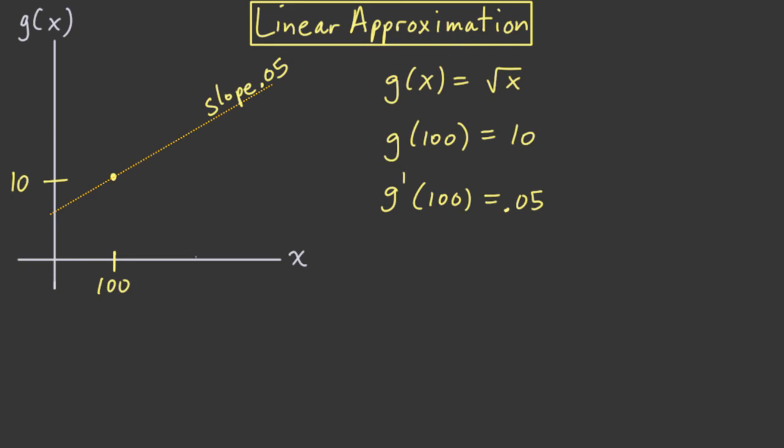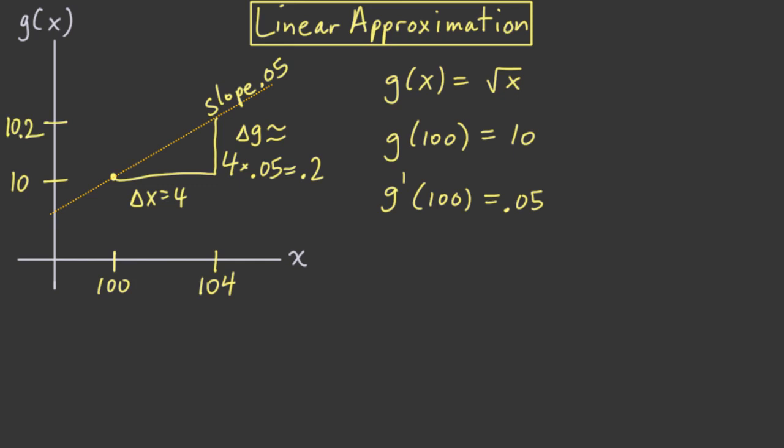And we wanted to estimate g of 104. So 104, that means we've shifted our x value by 4. So that's our delta x. And our tangent line has gone up by 4 times the slope. The slope is 0.05, so 0.2. And that's what we estimate the change in the function's value to be, or delta g. The initial value of the function was 10. It changes by roughly 0.2. So we're going to get an approximation of 10.2 for g of 104.